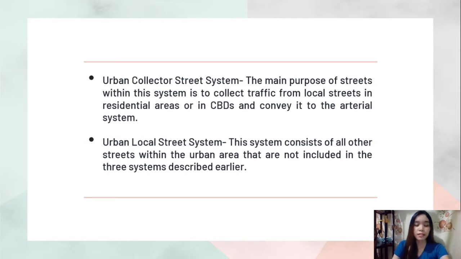Next is the urban local street system. This system consists of all other streets within the urban area that are not included in the three systems described earlier. The purpose of these streets is to provide access to abutting land and to the collector streets. Through traffic is discouraged on these streets.